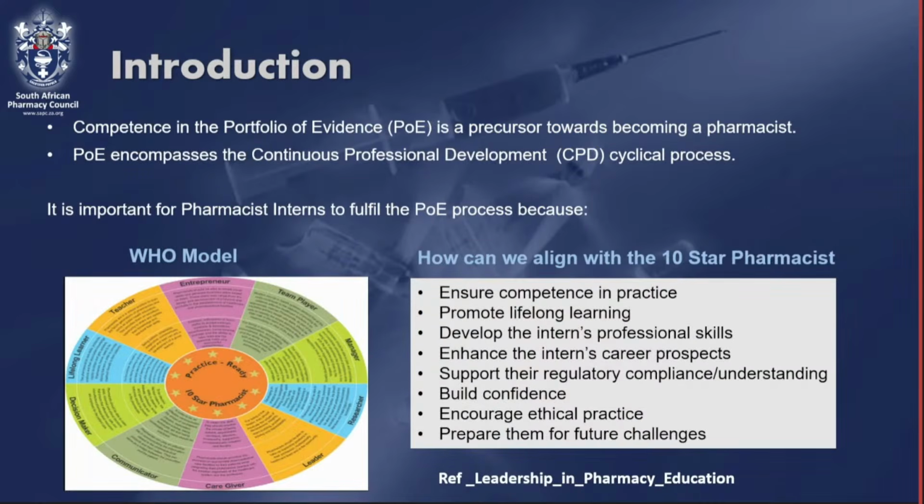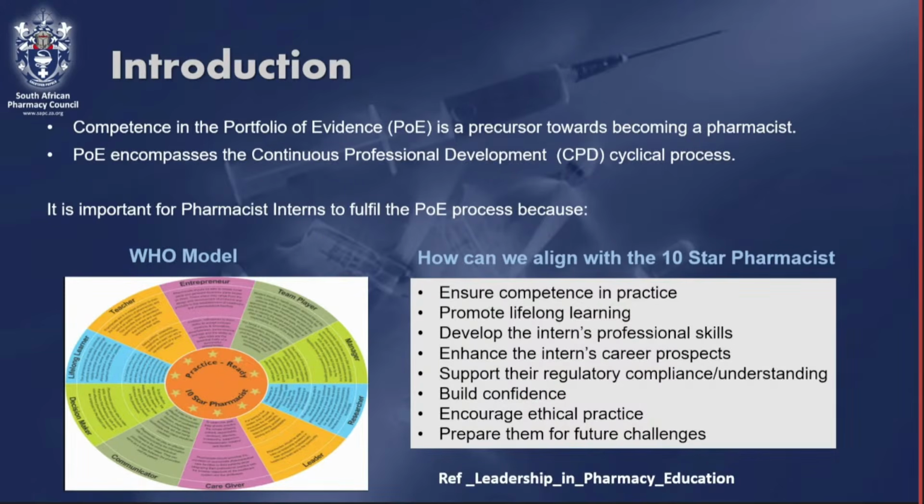So, in terms of the competence and what a portfolio of evidence is, we know that the competence in the portfolio of evidence is a precursor towards becoming a pharmacist. So, basically, what are the competency areas that you need to ensure that your intern has in order to become a successful pharmacist? It encompasses the continuous professional development, which is the CPD cyclical process that we're all familiar with.